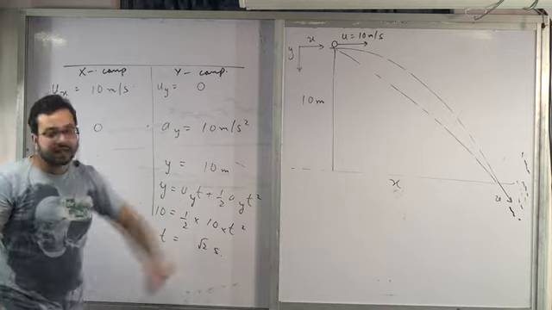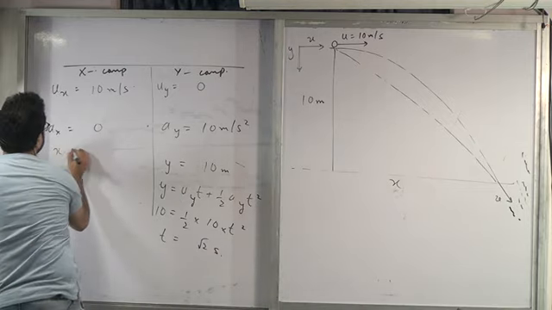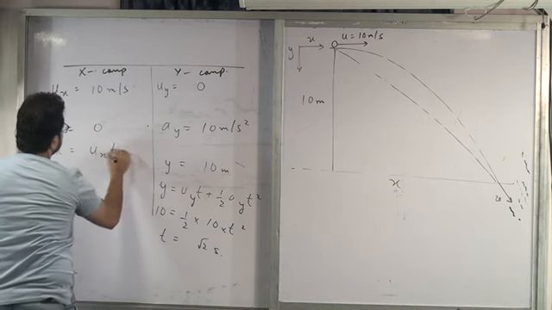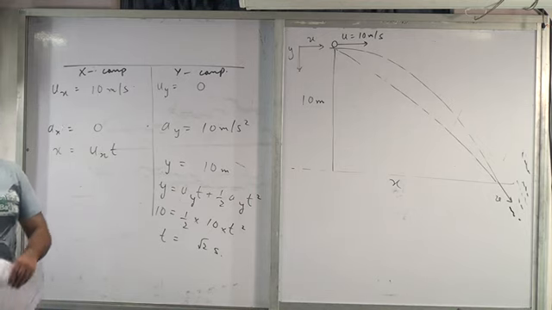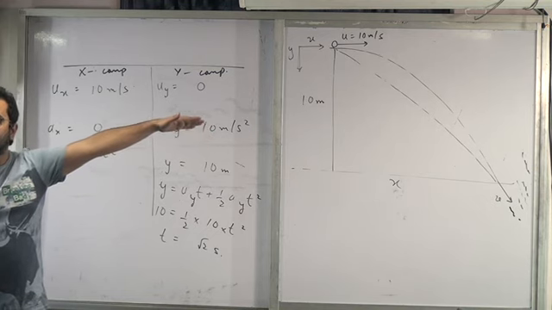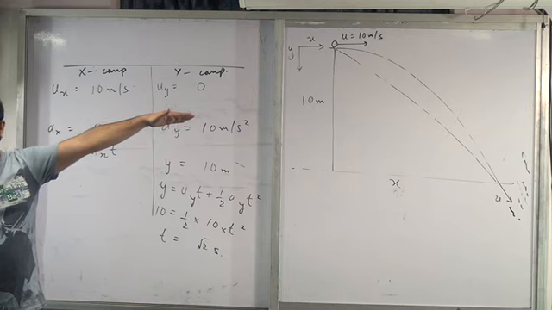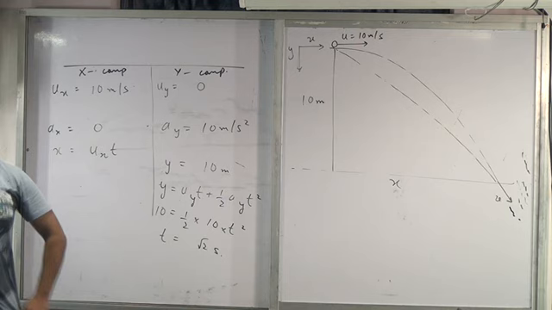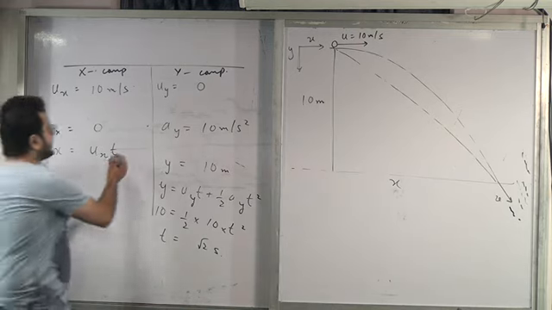Now can I find x? How can I find x? x will be equal to ux into t. Why ux into t? Because there is no acceleration in the horizontal direction, right? If there is no acceleration in the horizontal direction, I can use s is equal to vt. Displacement is equal to velocity into time. Is that clear?